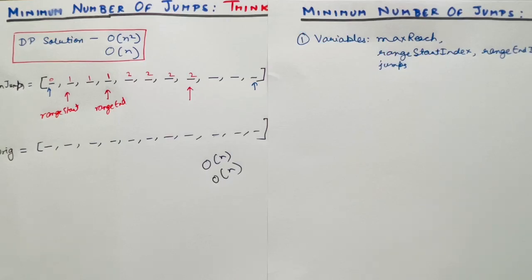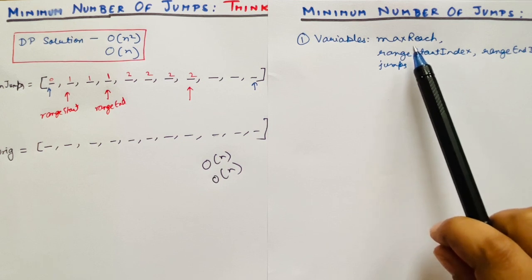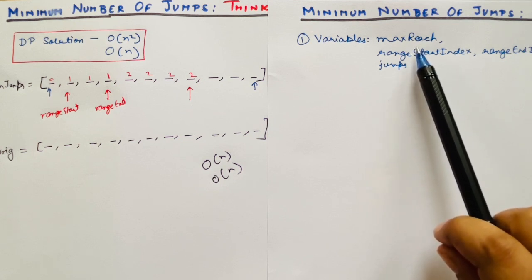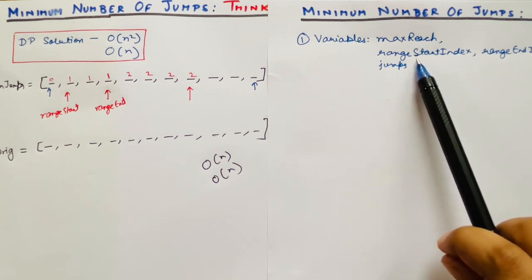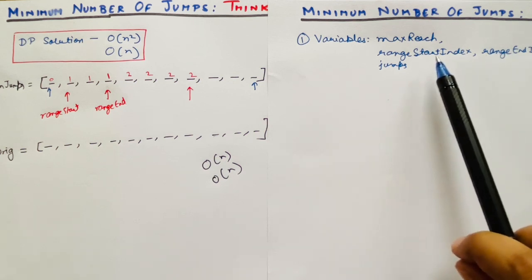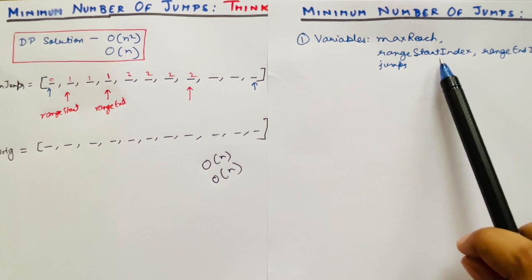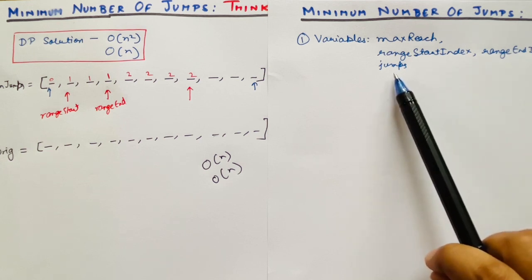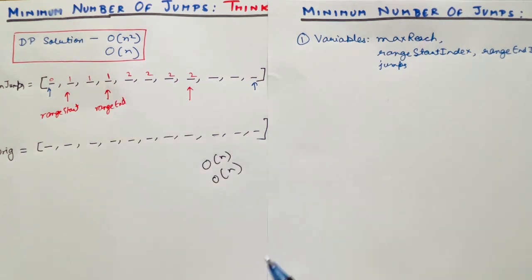Let us first try to understand the variables that we will have and what their purposes are. The first variable is the max reach. This will track the maximum possible reachable index till now. Then other variables are range start index and range end index. At any point in time, we will be dealing with a certain range, so we need to denote that range, and we denote that by using two indices, the start and the end. Then we need another variable, jumps, to keep track of the jumps that we have made so far.